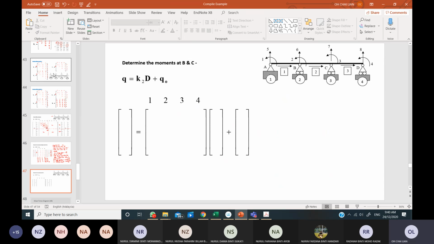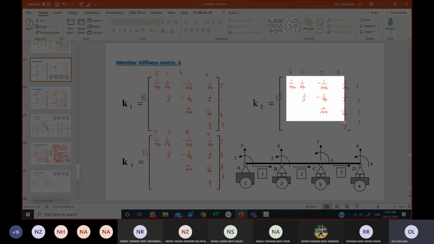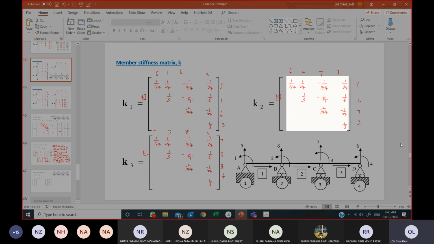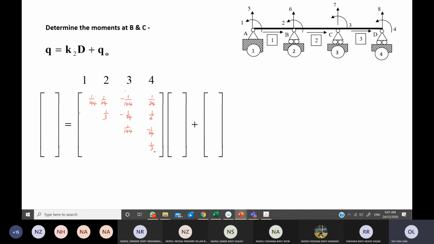K2, let us take the K2. Just go to the member stiffness matrix, K2. Put the K2 in. Don't forget about EI again here. If you miss the EI, it's wrong. Then the Q.